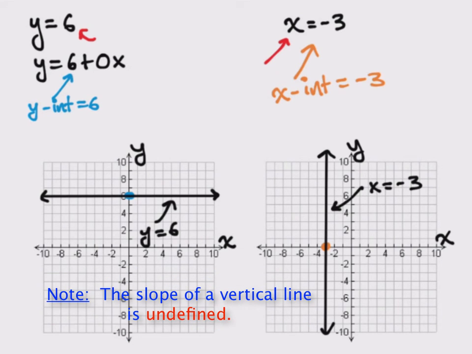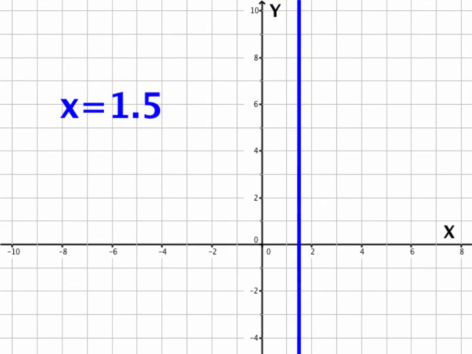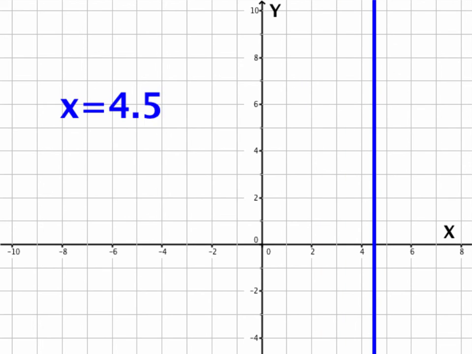And the slope of a vertical line, many people are tempted to say that the slope of a vertical line is infinitely large, but in fact, we say that the slope of a vertical line is undefined. And here are some examples of those vertical lines.